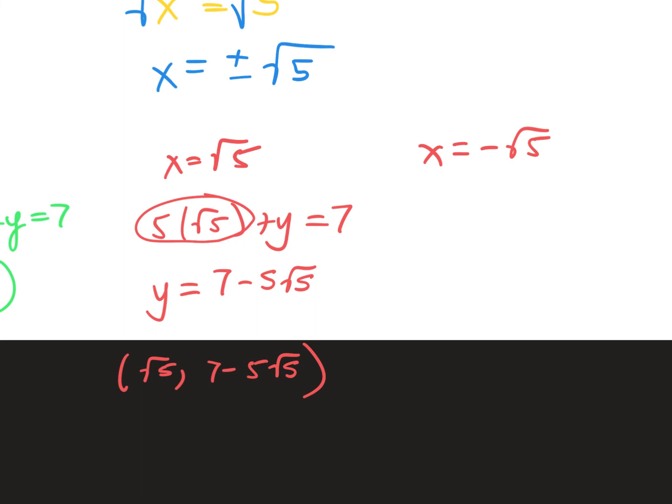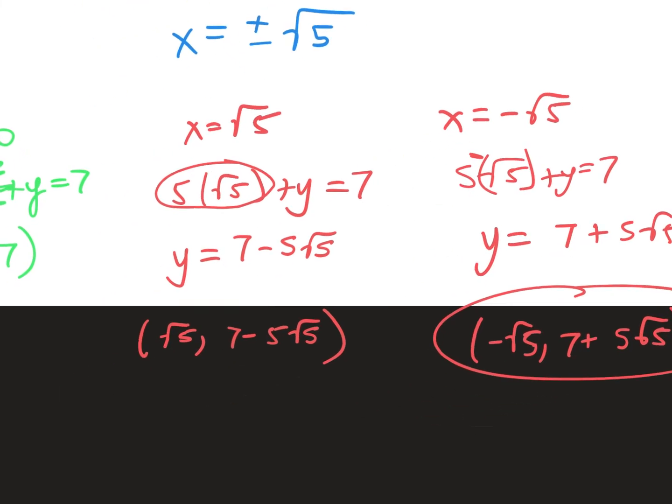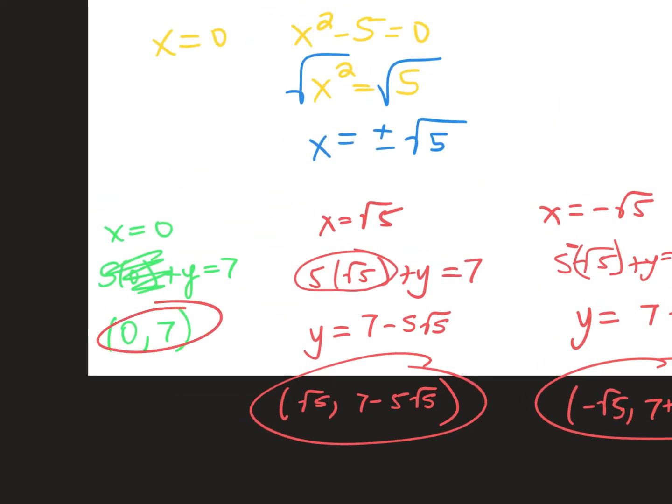And then we would do the same thing over here. You plug in negative. I'm getting ahead of myself. So 5 times negative root 5. That would be imaginary. So we have to do all 3. You have to have 3 solutions. If there's 3 x's, you got to have 3 y's. So this would be y equals 7 plus 5 root 5. So your x value is negative square root of 5. Your y value would be 7 plus 5 root 5. Again, I'm not asking you to graph these, but algebraically you should be able to figure all of these out.